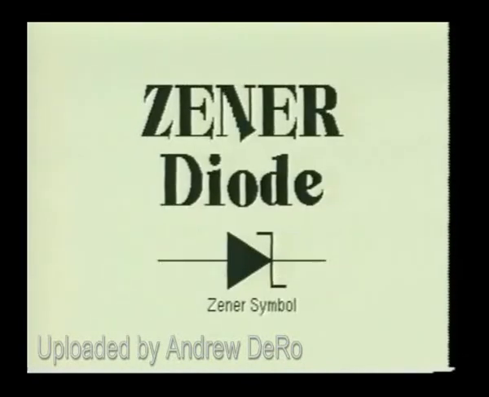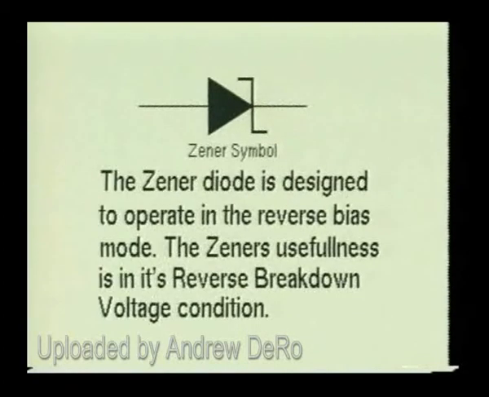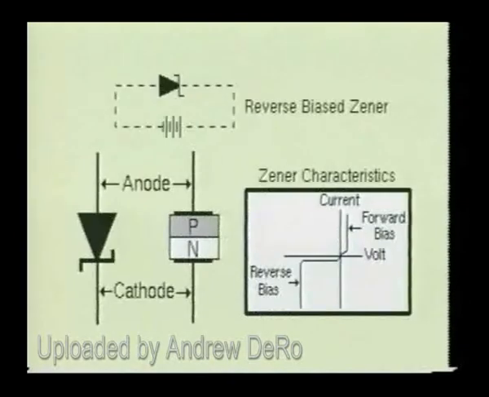However, there is a special purpose diode that is designed to operate in the reverse bias mode. This diode is referred to as a Zener diode. The Zener diode is designed to operate at a specific breakdown voltage when reverse biased. This breakdown voltage is called the Zener breakdown or avalanche breakdown voltage. When the reverse bias voltage of the Zener is reached, the diode will break down and a very heavy reverse current will flow through the device.